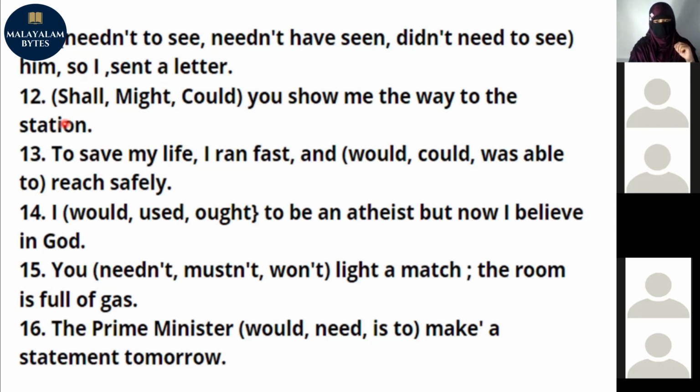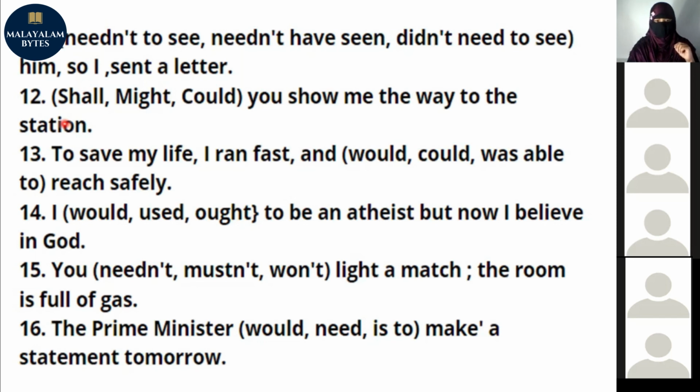You mustn't light a match. The room is full of gas. This is a strong recommendation. You mustn't. It's very important that you should not light a match.